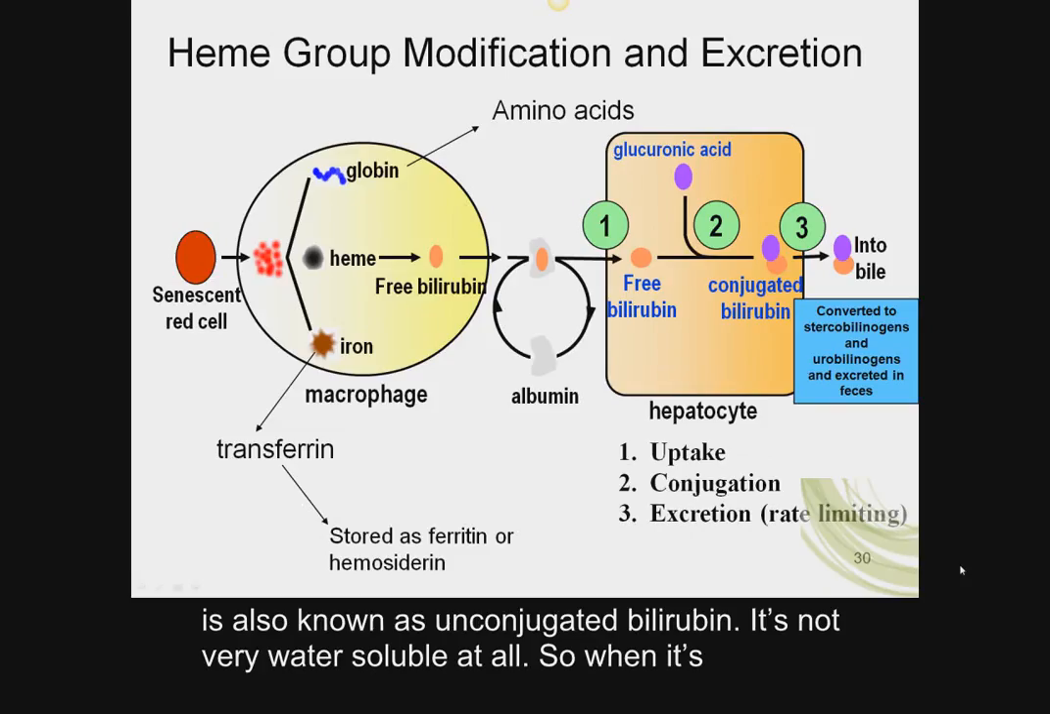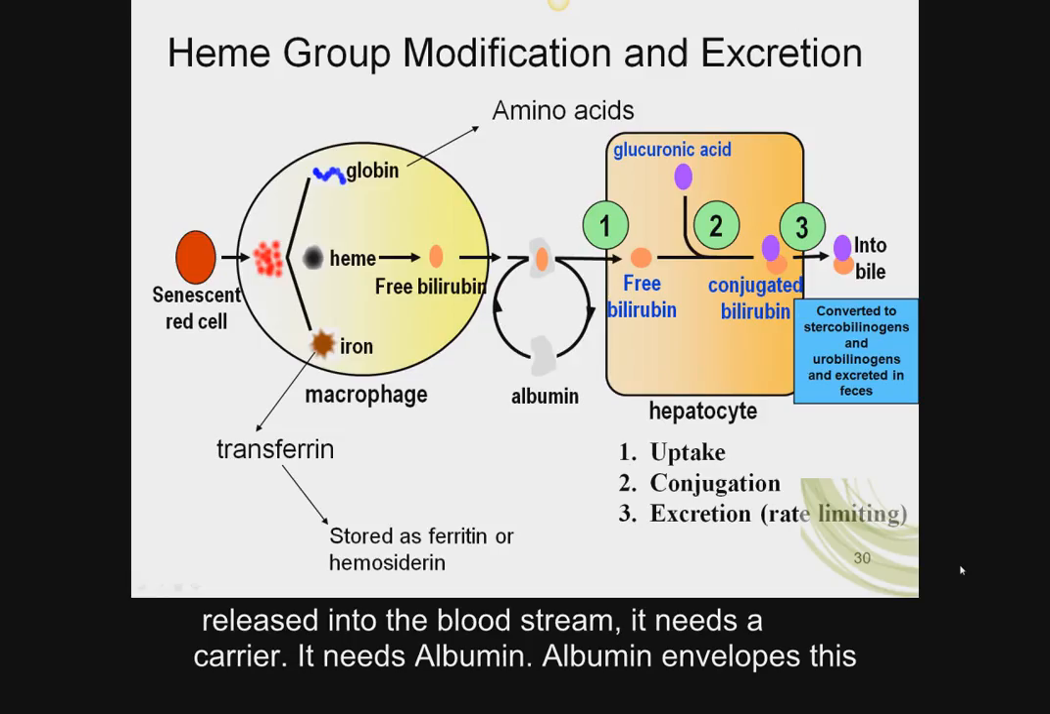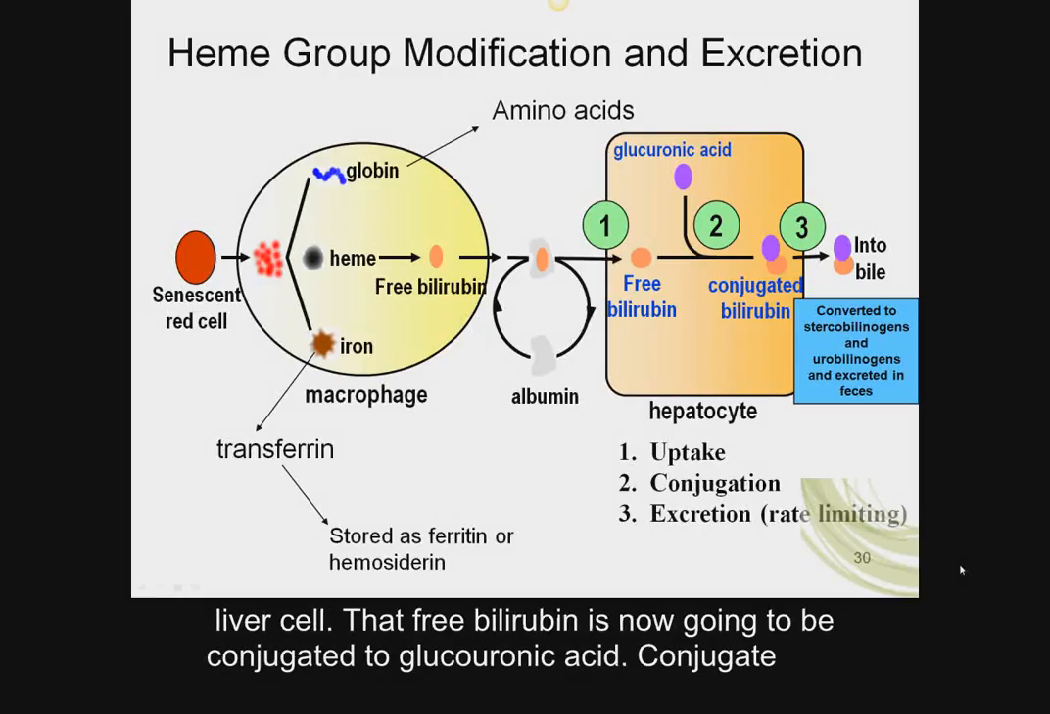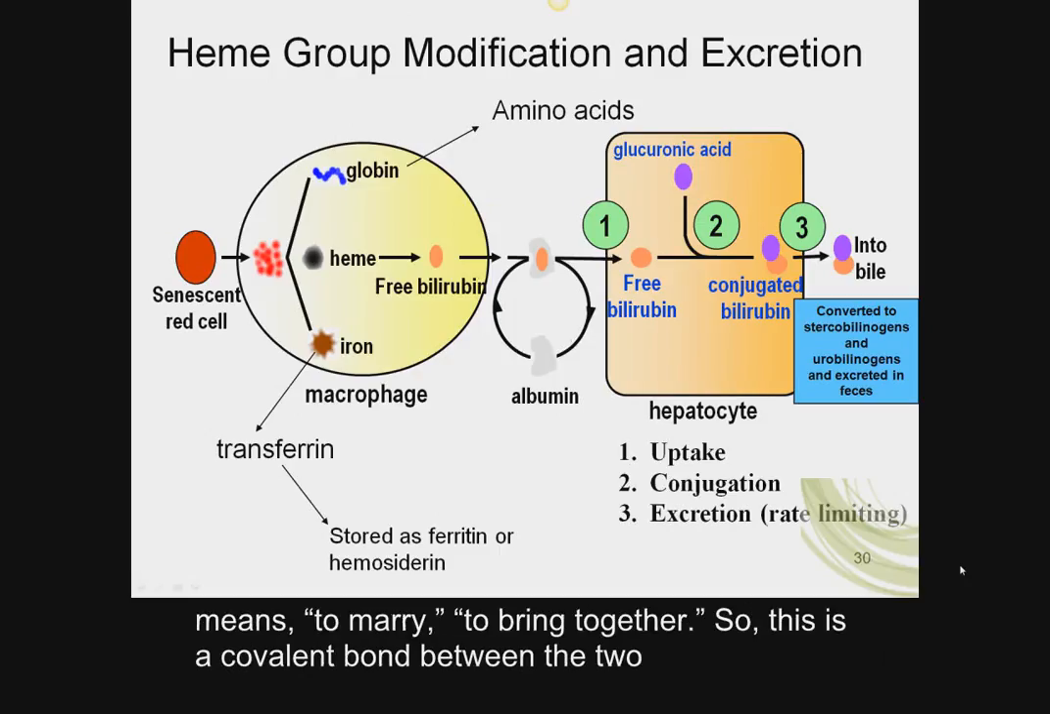And the free bilirubin is also known as unconjugated bilirubin. It's not very water soluble at all. When it's released into the bloodstream out of the macrophage, it needs a carrier. It needs albumin. Albumin envelops this free bilirubin and makes it more water soluble. It is then transported to a different cell, a hepatocyte. That free bilirubin is now going to be conjugated to glucuronic acid.